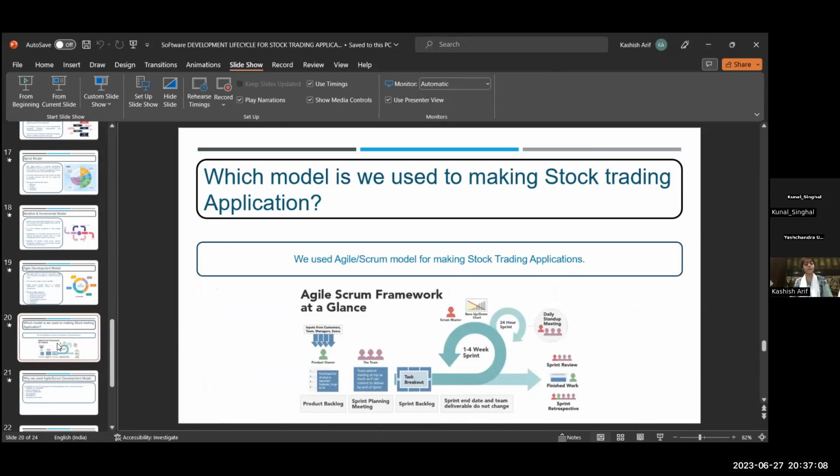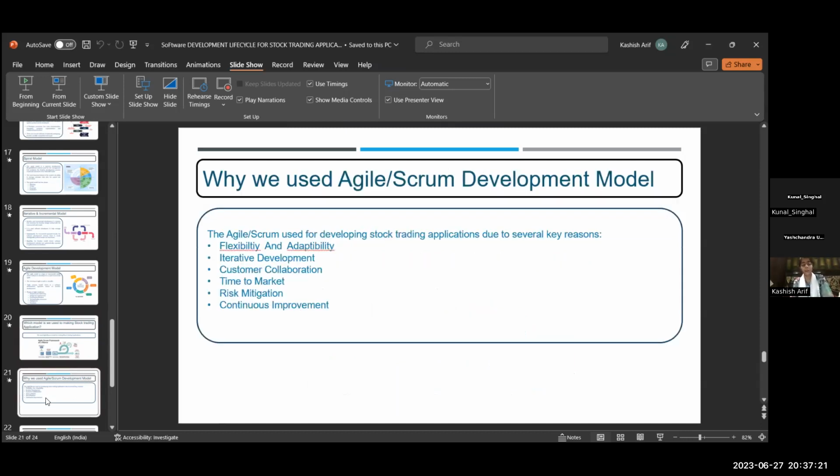So, which model do we use for making stock trading applications? We use the agile Scrum model for making stock trading applications. So why do we use it? As we discussed, agile model is used in stock trading. Basically, it is used for trading applications because of flexibility and adaptability, iterative development, customer collaboration, time to market, risk mitigation, and continuous improvement.